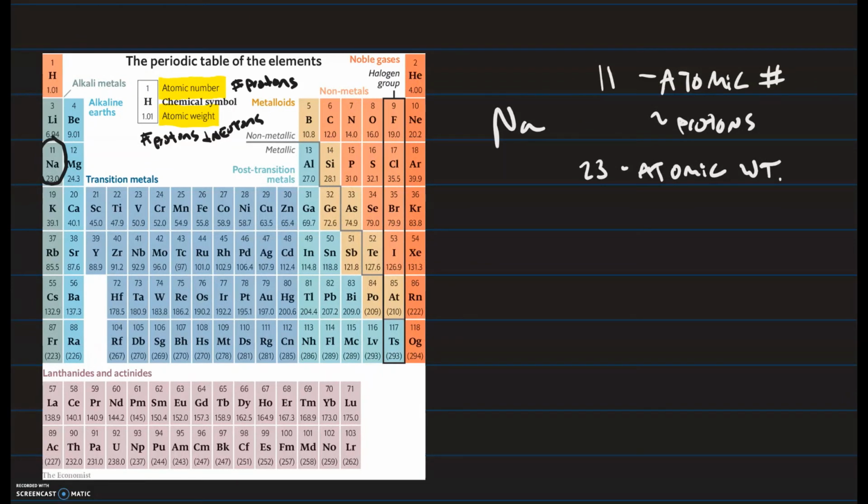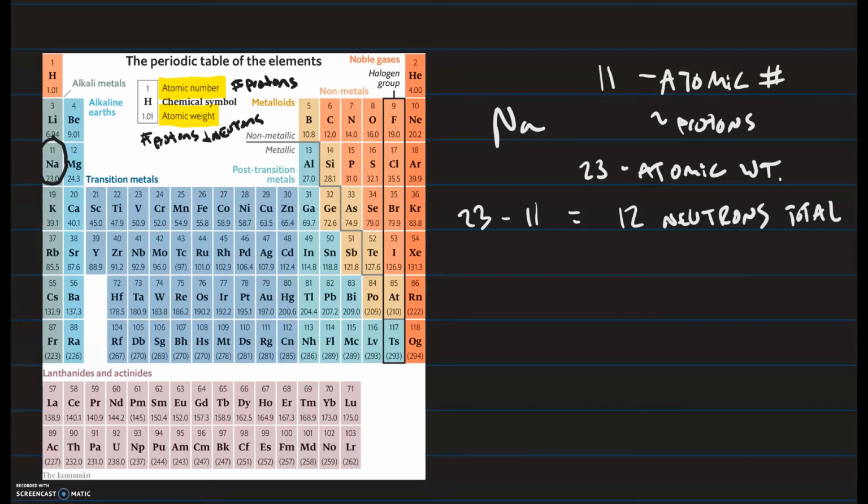So, to calculate the number of neutrons, we will take the atomic weight and subtract the atomic number from it. So, we have 23 as the atomic weight, minus 11, the atomic number, which will give us 12 neutrons total. This helps us read the periodic table of elements. Hopefully this helps you out.